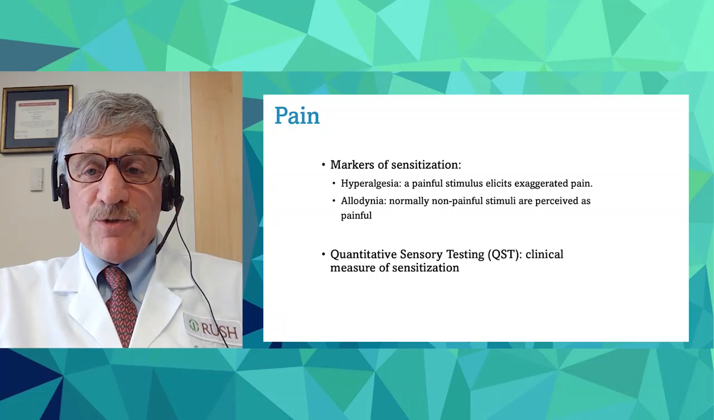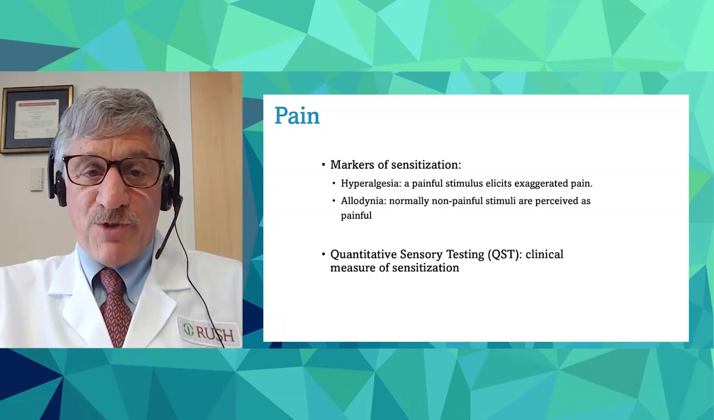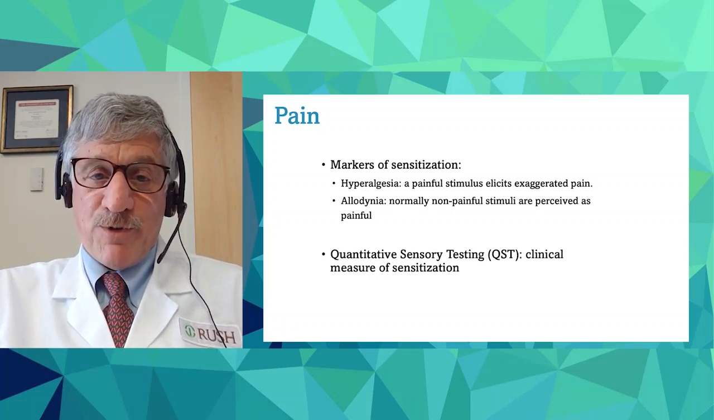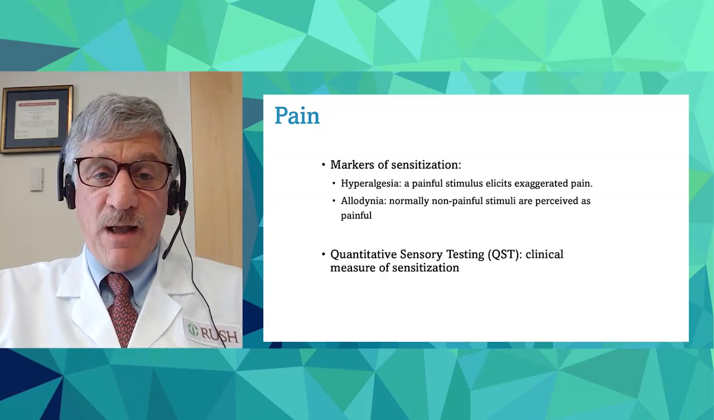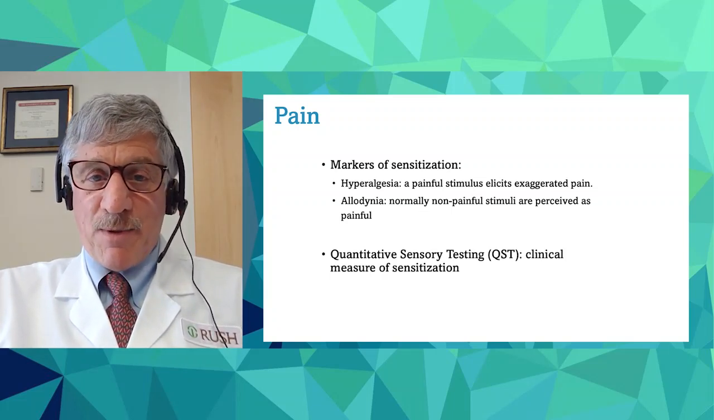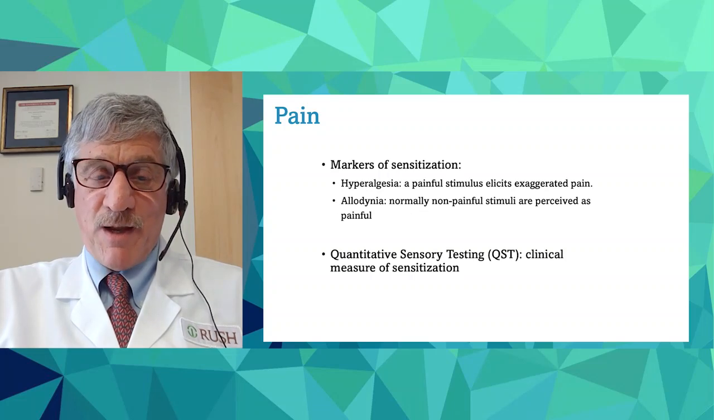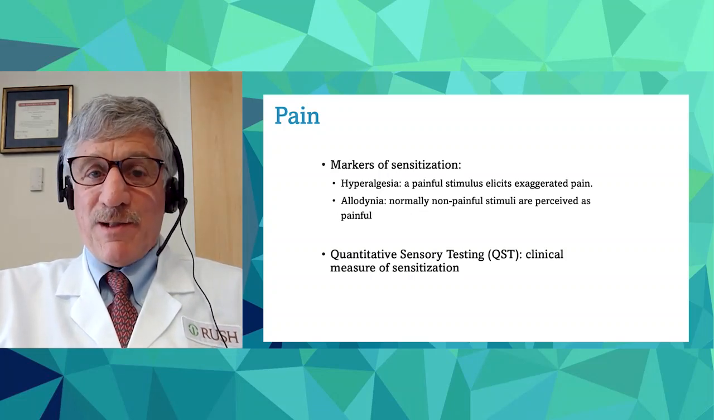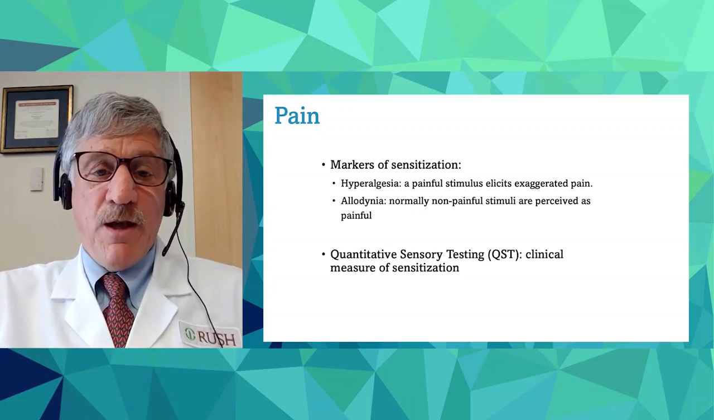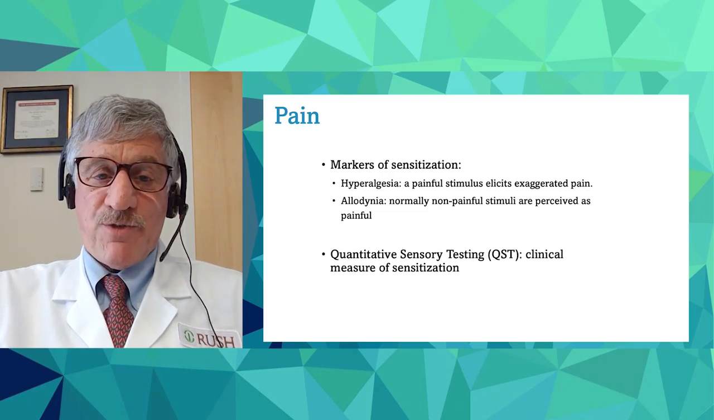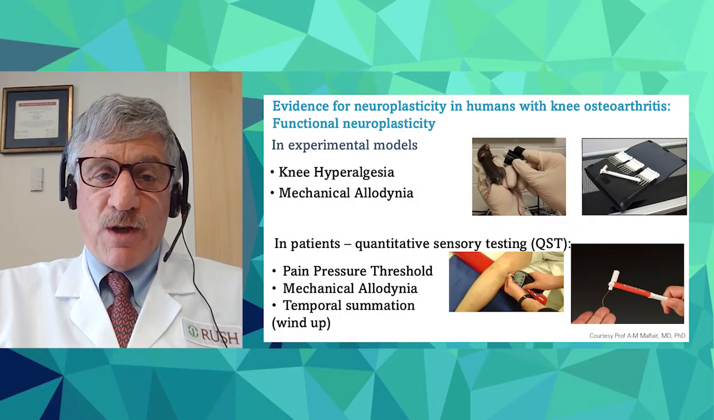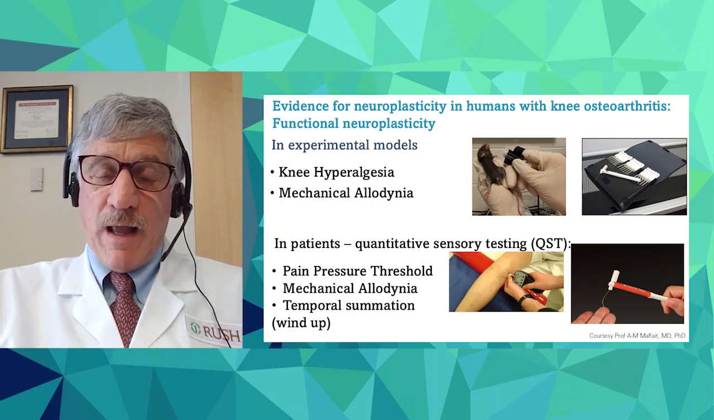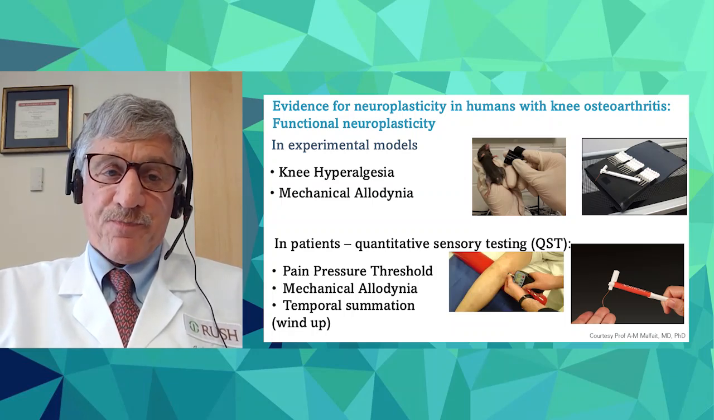What are some of the measures of sensitization? Well, hyperalgesia is a normally painful stimulus, but with sensitization it elicits exaggerated pain. Allodynia is a normally non-painful stimulus that is perceived as painful. We can measure these clinically very reproducibly using quantitative sensory testing. And we can do this either in animals or in humans. We can measure hyperalgesia, allodynia, pressure pain threshold, and we do this in the clinic.